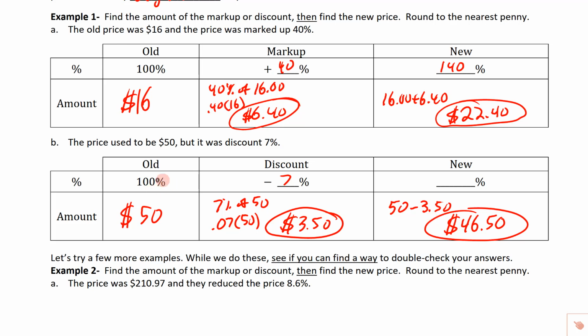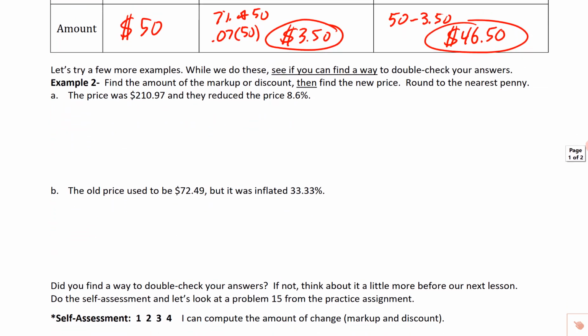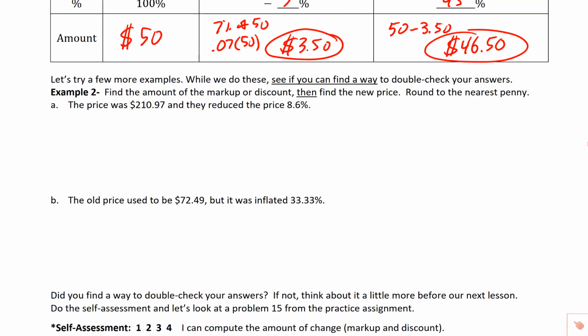Now, we used to pay 100%, but they discounted at 7%. So what percent did we actually pay? We actually only paid 93%. Now, we're going to do a couple more examples, and while we do, see if you can figure out a way that we can double check our answers. So this one doesn't have the table on here anymore, but I want you to think about this and see if we can come up with a way to double check.